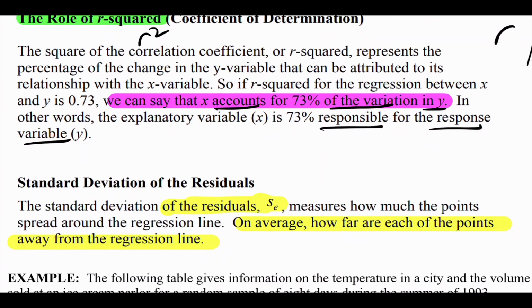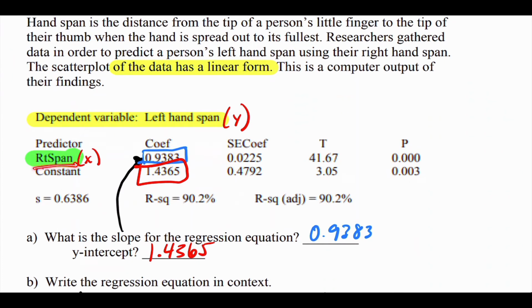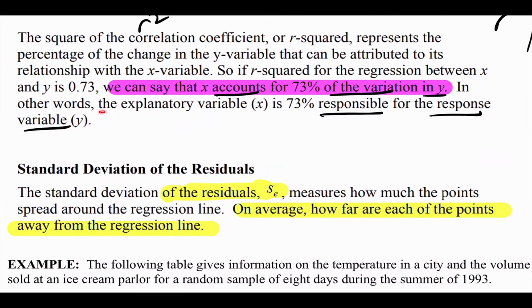So in this case, we would say, let's see, right is the explanatory, left is the response. So we would say the right hand span is, what was it, 90.2% responsible for the left hand span. That's what we would say, just like that. Just switch out that word for whatever x is, switch out this word for whatever y is, and then change the percent because the percent will always be different. Okay.